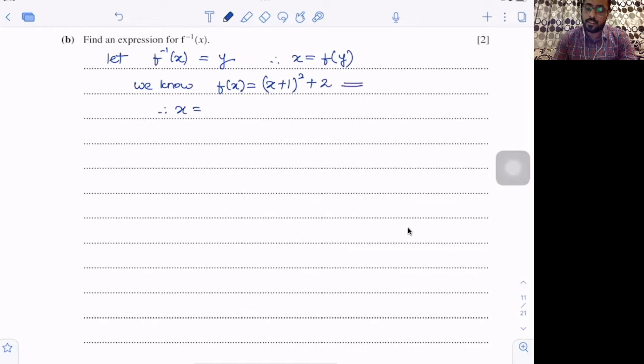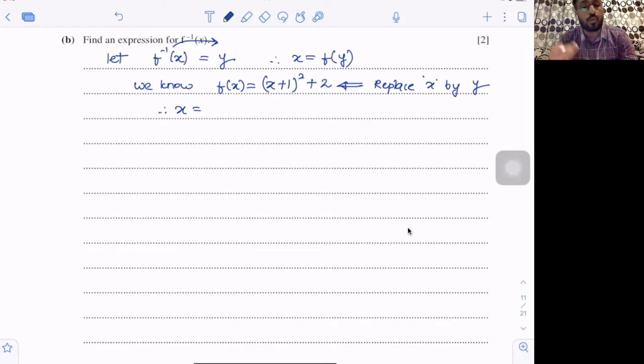So in this equation, I'm going to replace x by y, right? I do not know what is f inverse of x. I've assumed that f inverse of x is y. So f inverse of x, if it is equal to y, so f inverse can go on the other side and it can become f. So it's like x equal to f of y. Now I know what is f of x.